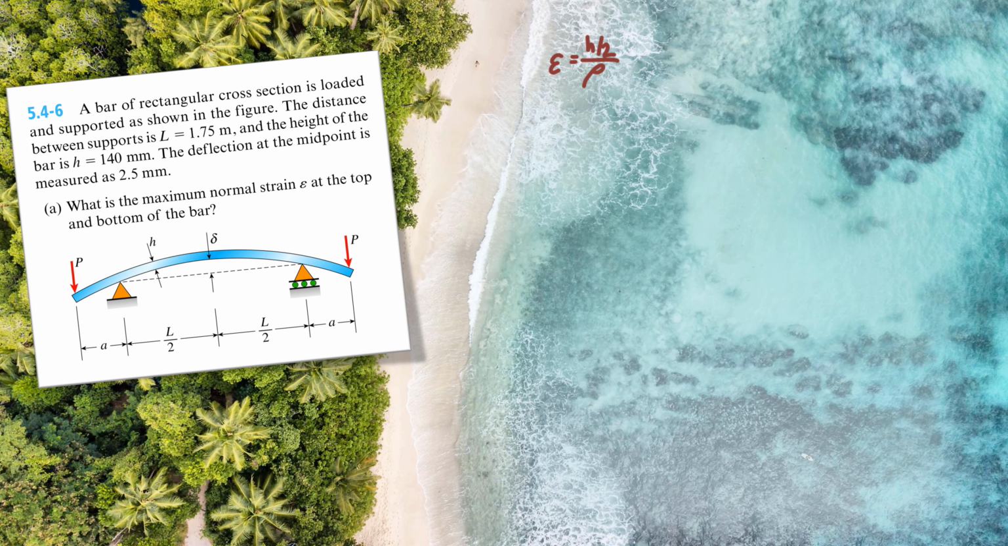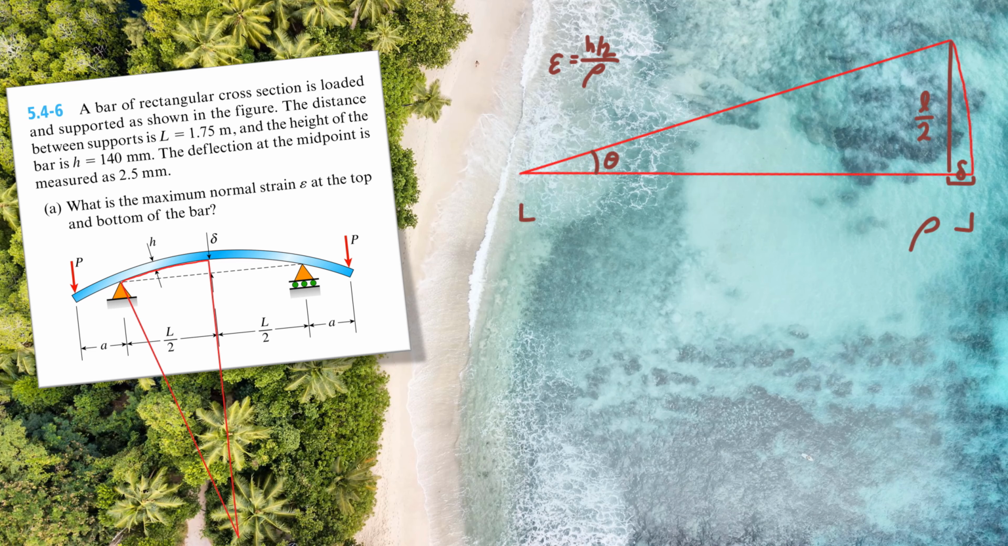So, for a strain, again, we're going to be using the same equation, using half of the distance from the center to the edge, which is h halves in this case, over rho. And if I were to draw this imaginary rho here, having this here allows me to do some geometry. So I'm going to make it very big over here.